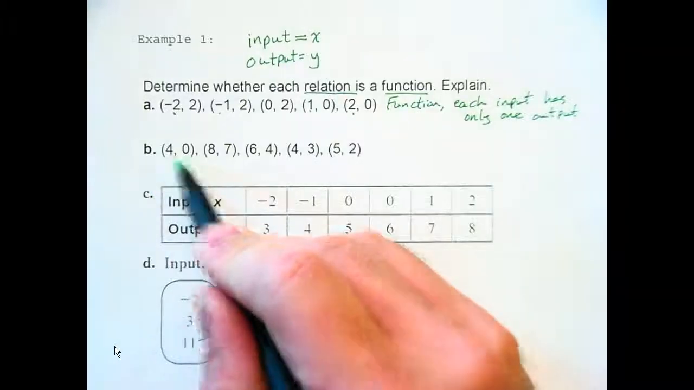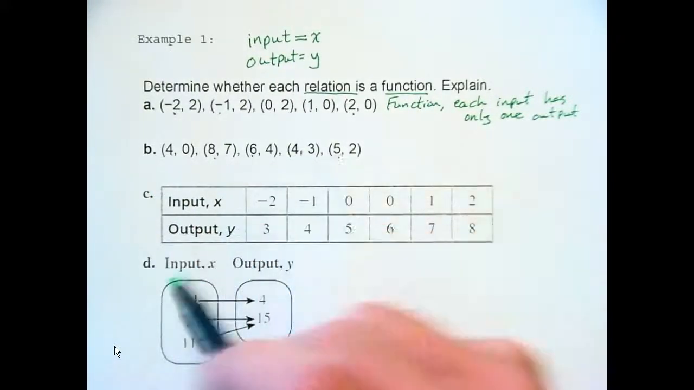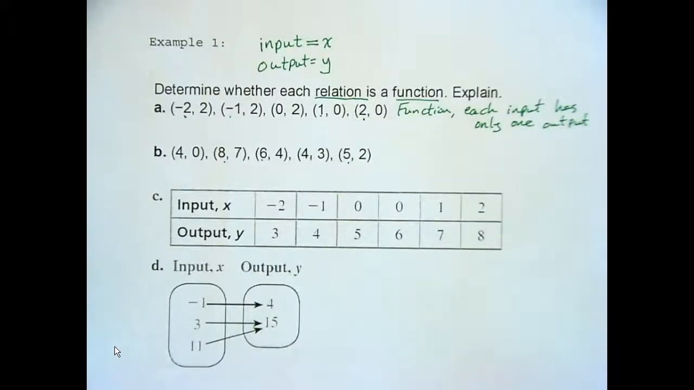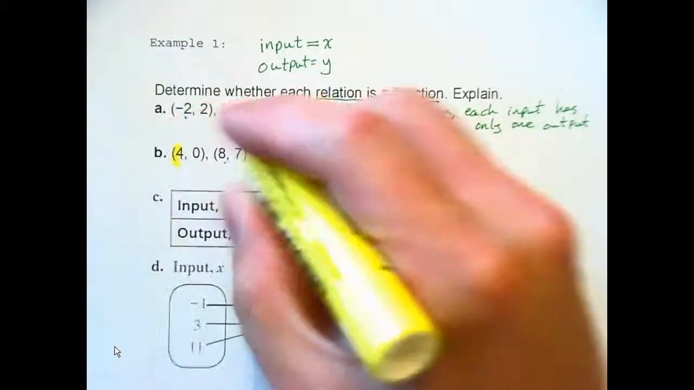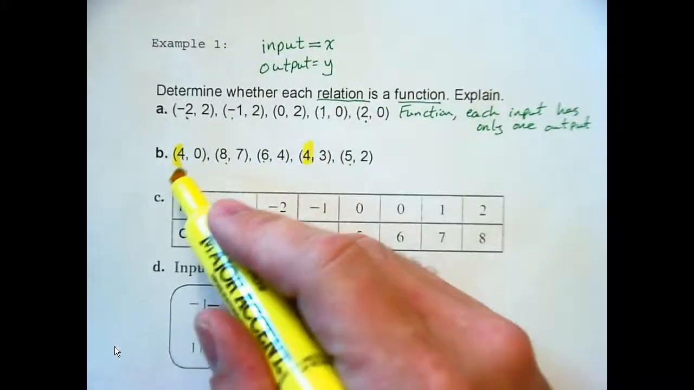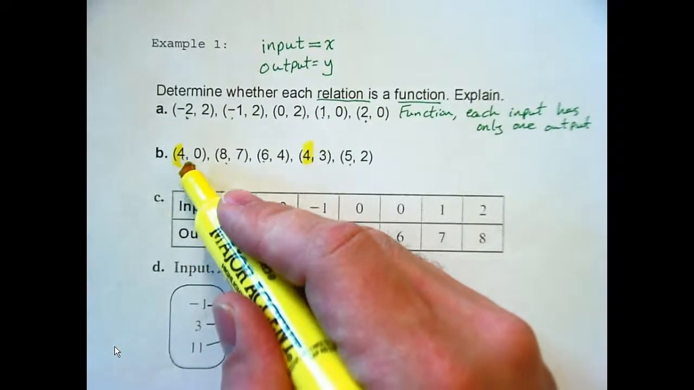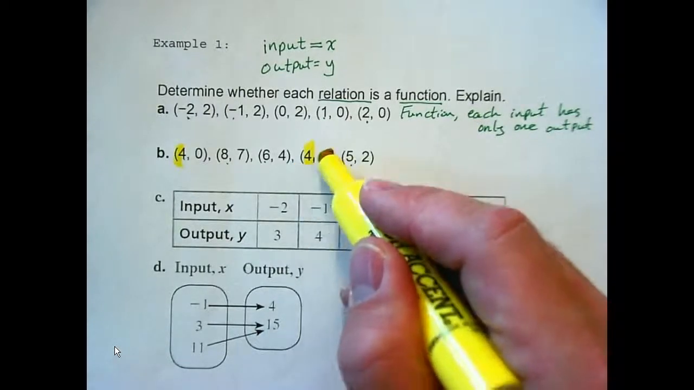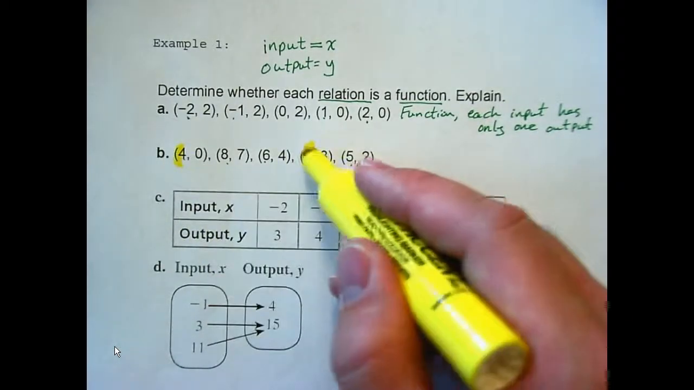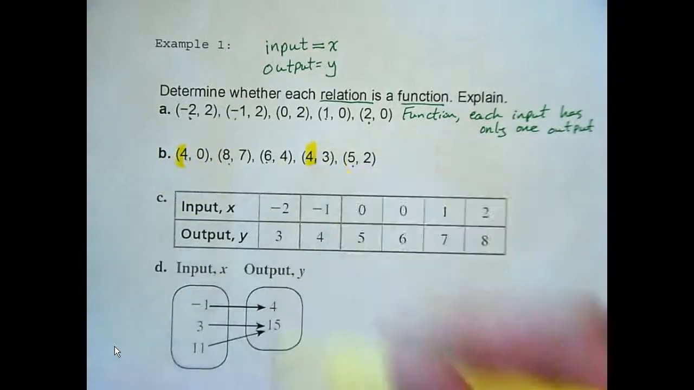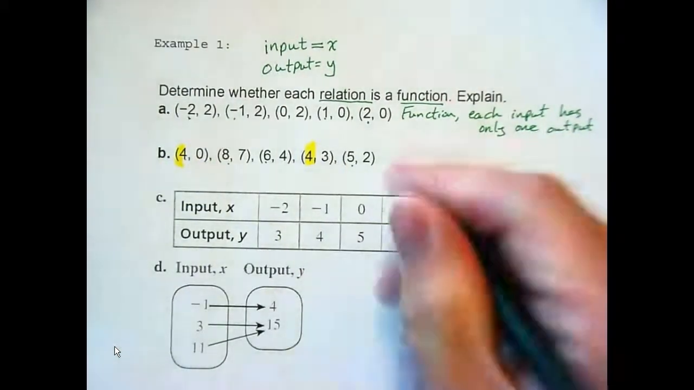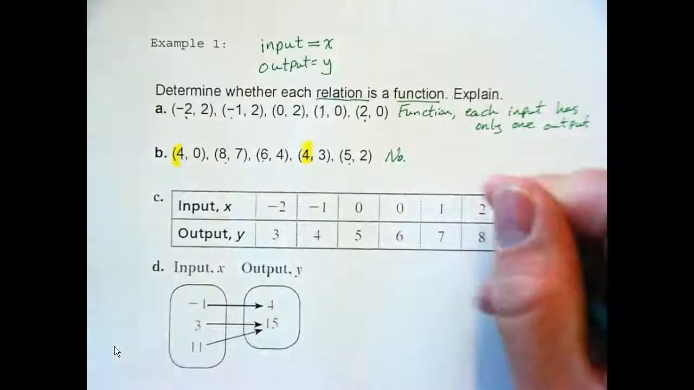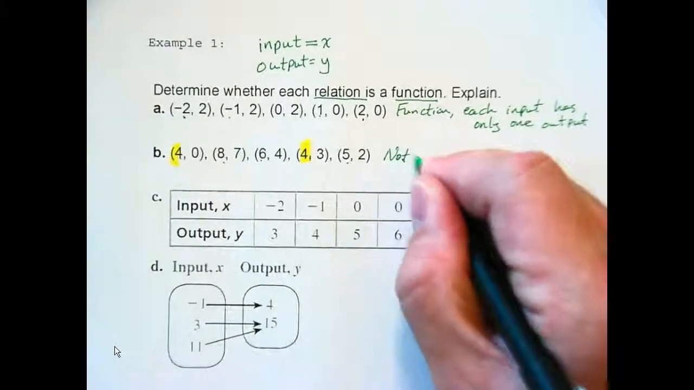On this one, do any of your inputs repeat? Yeah. Which one repeats? 4 repeats. Okay. So 4 here is saying the output for this input of 4 is 0. And then they input 4 here and they get 3. Therefore, the same input has different outputs. This is not a function. This is just a relation. Okay? So not a function.